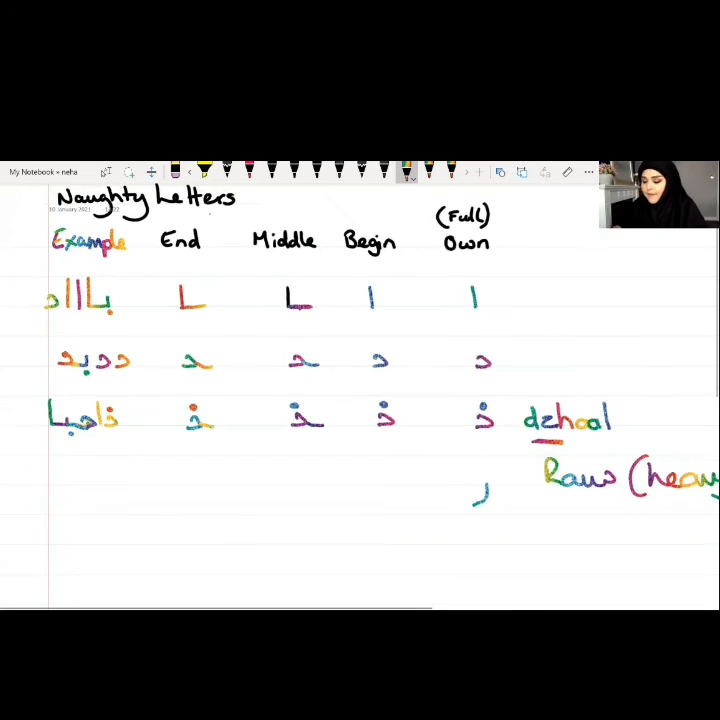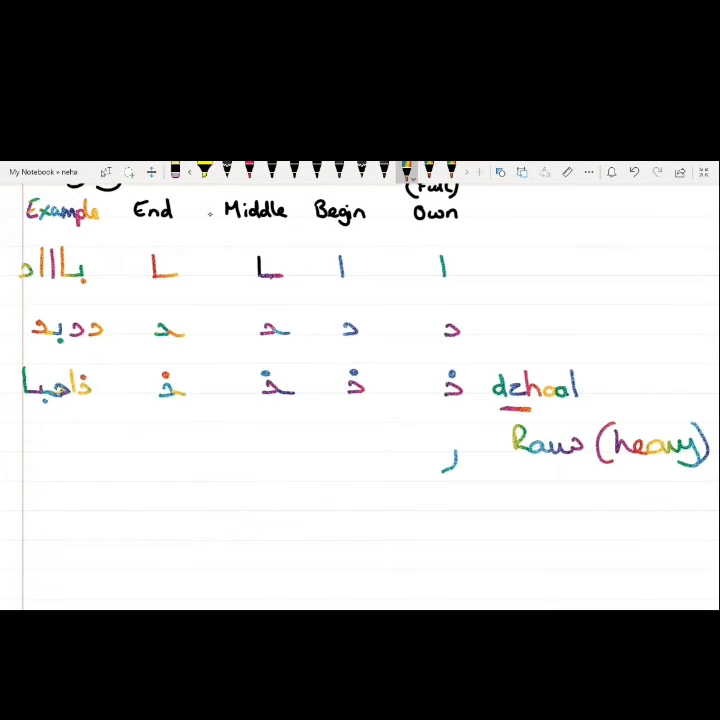Ra. Heavy. Raw. Very nice. So here we go. Raw starts here and goes down. There's no connection if it's at the beginning of a word. If it's in the middle or the second, then we have your baseline and then raw goes down. Some people might put it like this. Don't do that. That will be confusing.